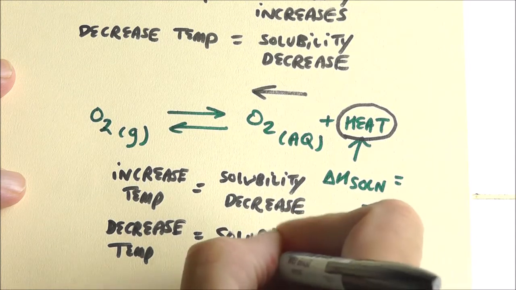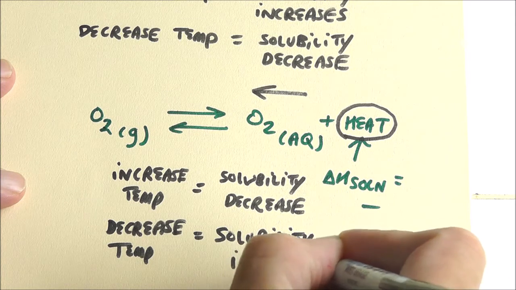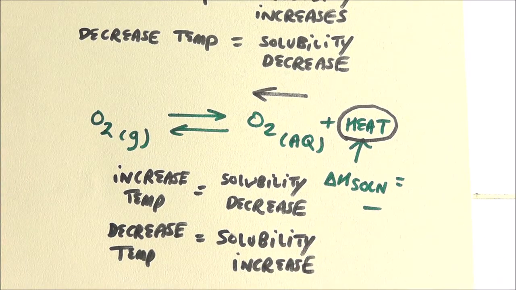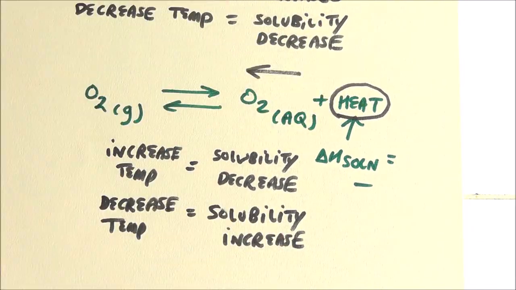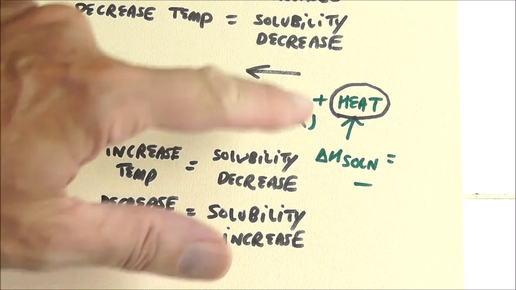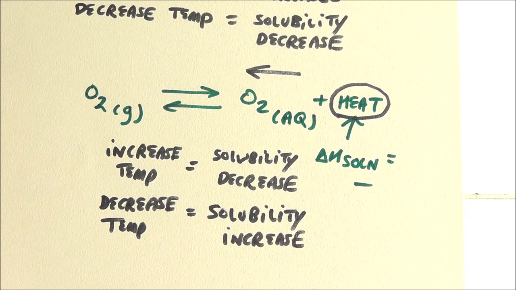So folks, do I expect you to know every single delta H solution in the world? No. But that tells you the direction. If you were given that data, you would be able to tell, oh, okay, this is a delta H solution of positive. Therefore, I know when I heat it, it's going to shift to the side of it being more soluble. Whereas if the delta H solution was negative for anything, something that's ionic like calcium carbonate, or all gases, then you know that heating it up makes it less soluble.